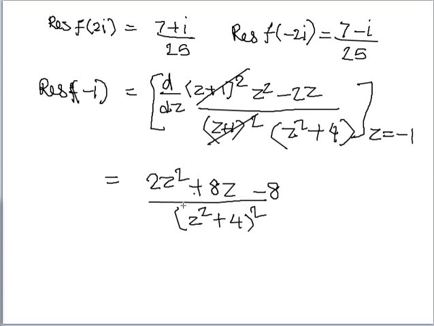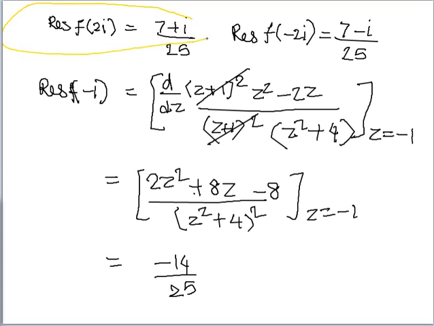When you put the value, we will get the result as minus 14 by 25. Clear? Hence the residue at a simple pole is given by this. Next, the residue at a simple pole is given by this. Next, the residue at a double pole, or a pole of higher order, is given by this.